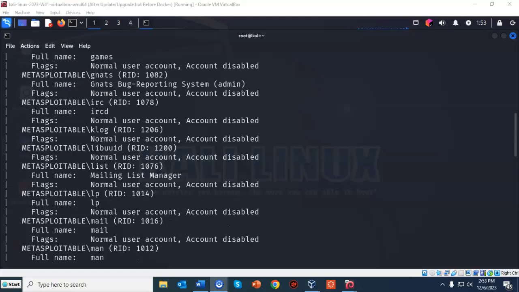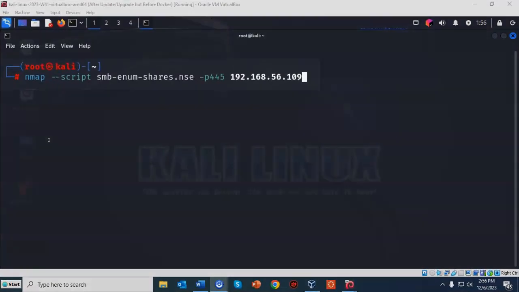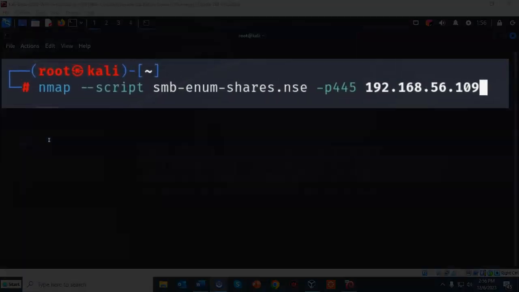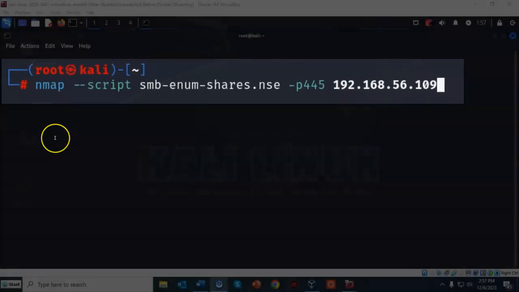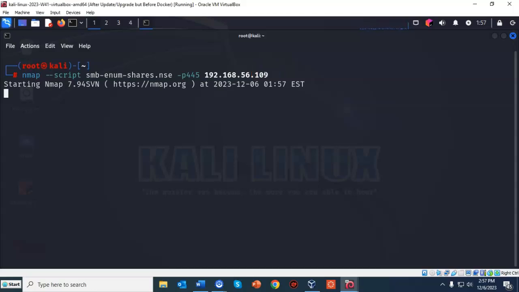We're going to continue on with enumerating SMB, and this time we're going to be looking for those SMB shares that people have access to on that target machine. Again, I'm going to be using the Nmap scripting engine, and this time I'm going to be using the smb-enum-shares.nse script. And this time I'm only going to be looking on port 445. Follow that up with the IP address of the target, and let's hit enter.